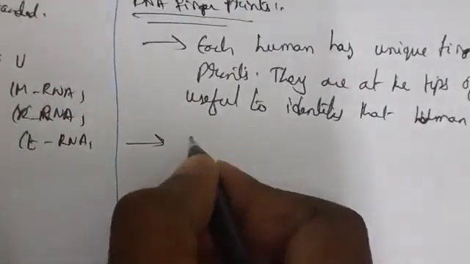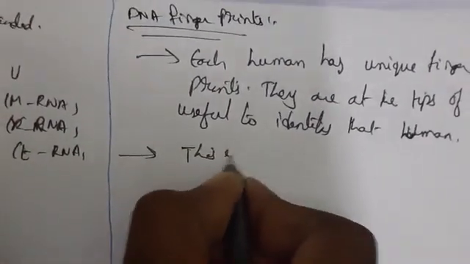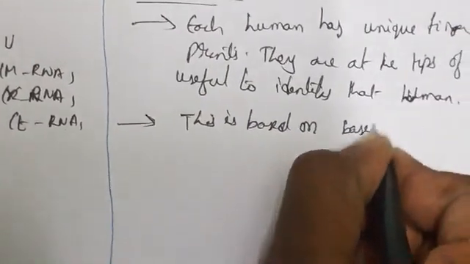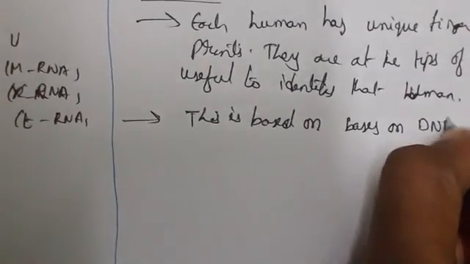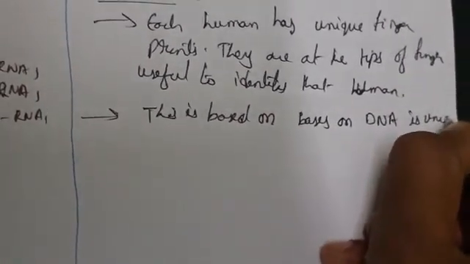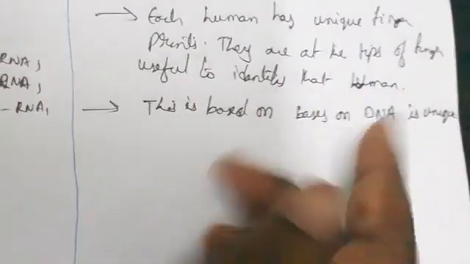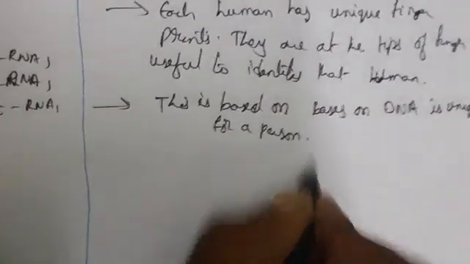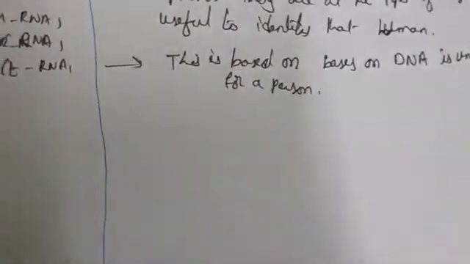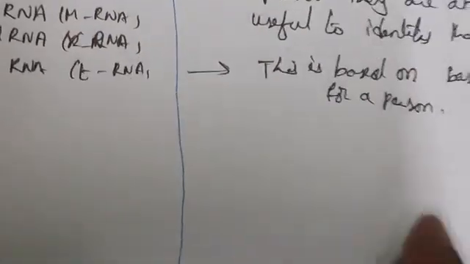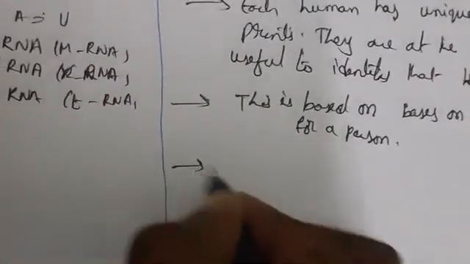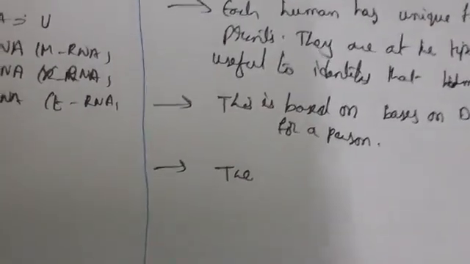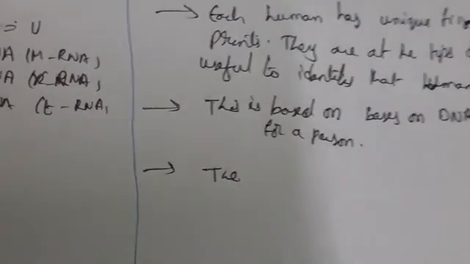This is based on the bases adenine, guanine, and because of this DNA is unique for a person. Because of that only we can identify a person. And the sequence of bases is the same in each and every cell and cannot be altered by any known means. This sequence of bases is the same within a person, but it will not be the same in different persons.